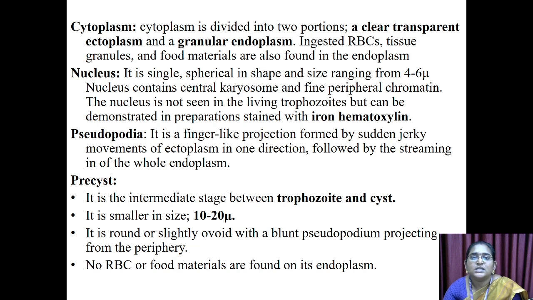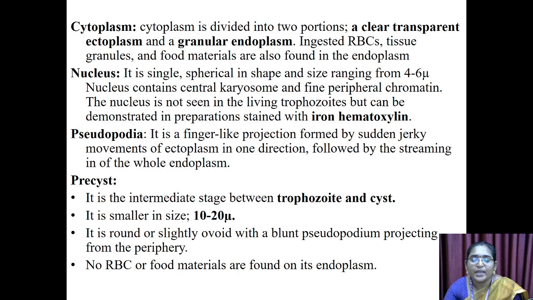Nucleus. It is single, spherical in shape and size ranging from 4 to 6 micrometers. Nucleus contains a central karyosome and fine peripheral chromatin. The nucleus is not seen in the living trophozoites but can be demonstrated in preparations stained with iron hematoxylin. Pseudopodia. It's a finger-like projection formed by sudden jerky movements of ectoplasm in one direction, followed by the streaming in of the whole endoplasm.